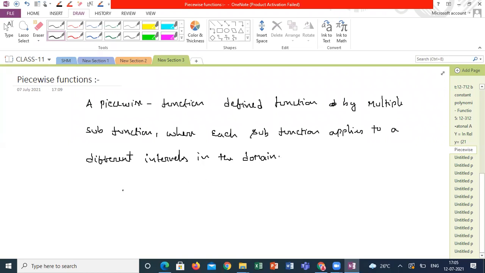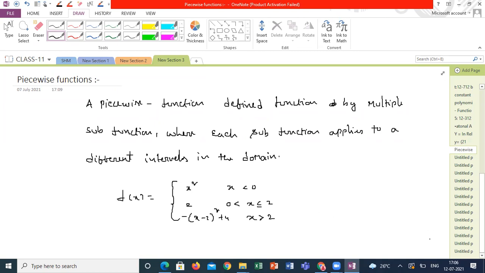Suppose I'm saying f of x is equal to x square when x is less than 0, 2 when 0 is less than x less than or equal to 2, and minus (x minus 2) whole square plus 4 for x greater than 2.